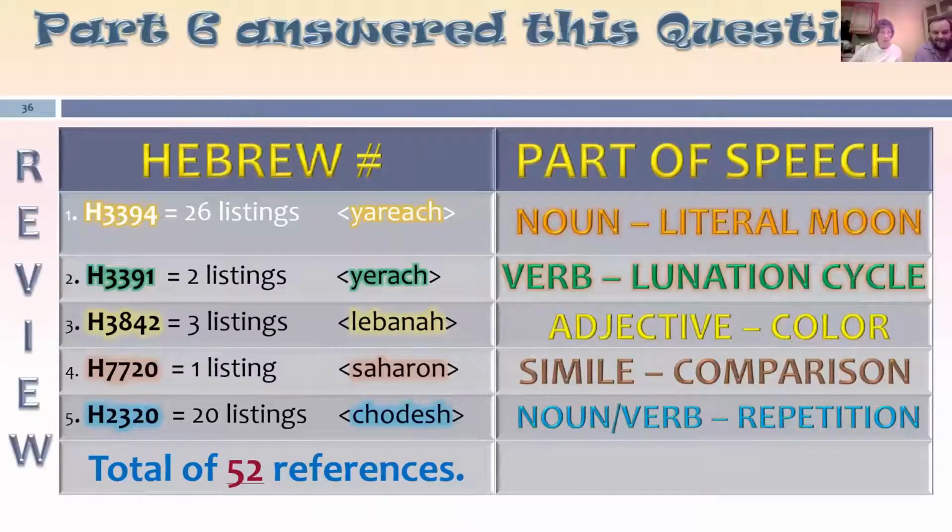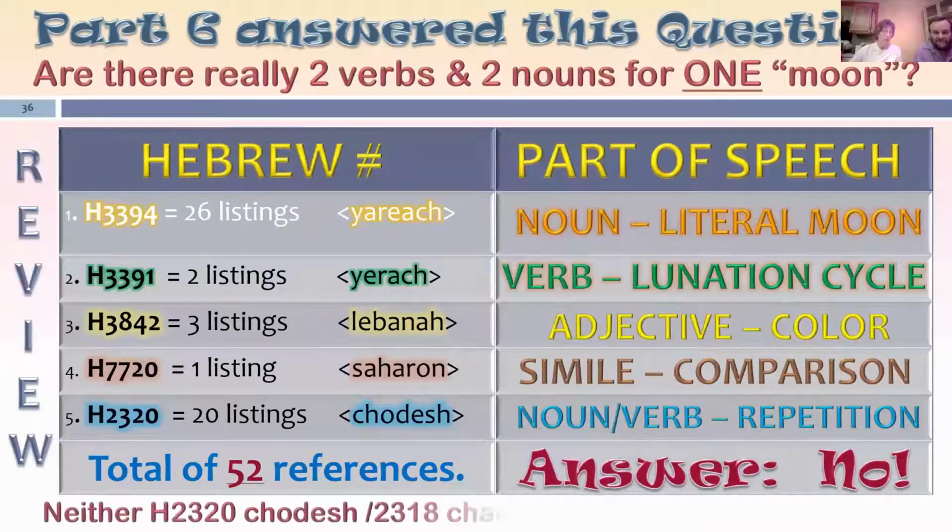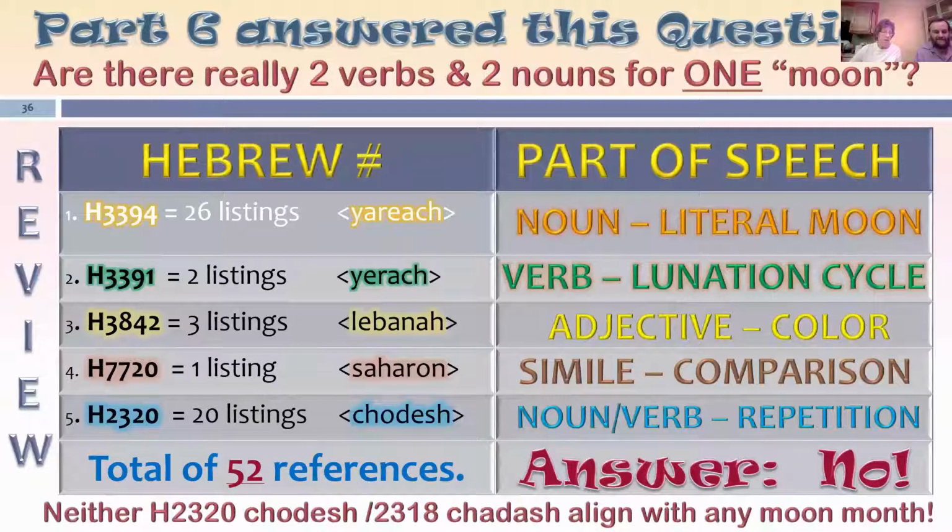We've already answered part of this question, but there's another one that we're still looking at. Are there really two verbs and two nouns for one moon? And we discovered last time the answer is absolutely no. Neither Kodesh 2320 or Kadash 2318 align with any moon month period. It just is not there. It's not in Torah.